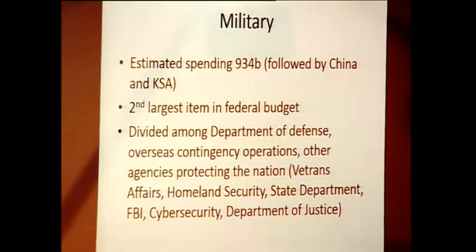Now, it's normally a very complicated budget. It's not just one thing, the military, and the military itself is many things at the same time, even including Homeland Security, Veterans Affairs, Cybersecurity, FBI, and Department of Justice. They're all included in the same budget. So it's a huge budget.